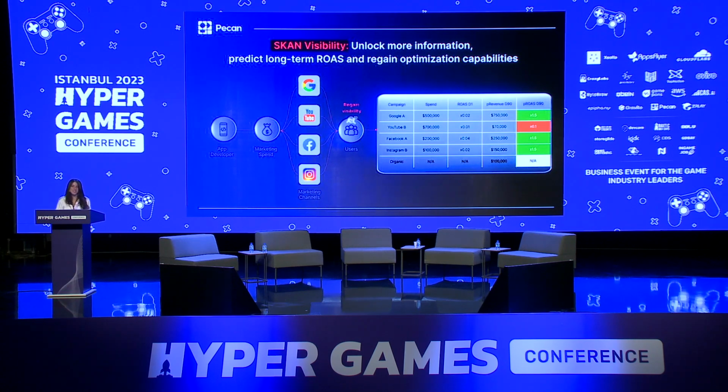We came out with a solution that actually brings back the visibility and optimization capabilities for iOS users in SKAN. So we generate predictive signals based on first-party data. And those predictive signals are being sent to the SKAN framework. And we can actually generate accurate predictions on the campaign level. So you can know again what the day 90 ROAS is and measure your campaigns as you did before and make decisions based on the actual performance. I mean, predicted, but with accuracy.